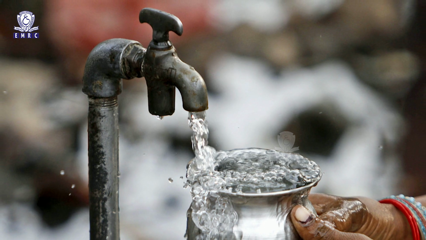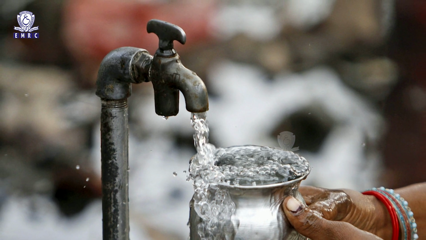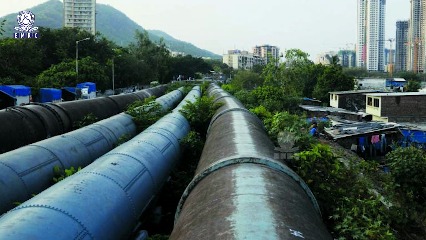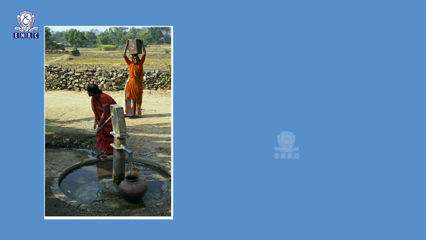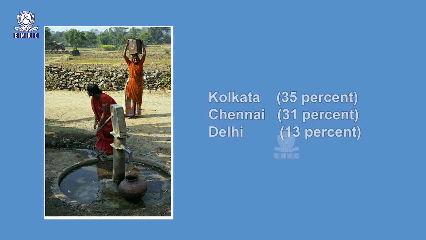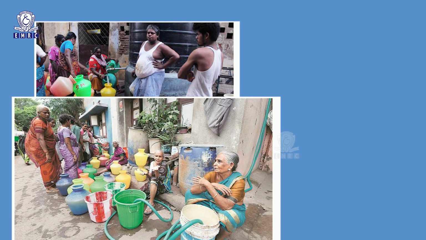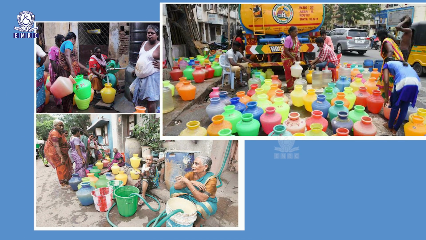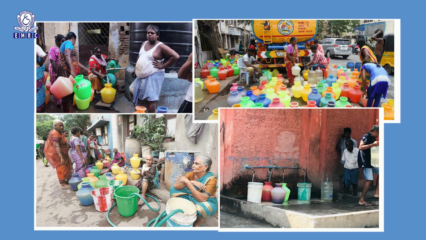As regards the source of safe drinking water, the situation is the best in Mumbai, where almost the entire population has access to piped drinking water. However, a substantial population is dependent on hand pumps in Kolkata, that is 35%, followed by Chennai 31% and Delhi 13%. On the other hand, in Chennai, 6% of the population is dependent on sources other than hand pump and tapped or piped water.